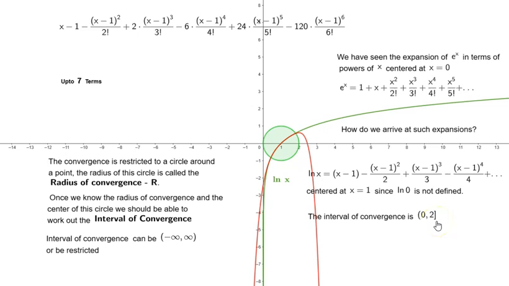So again, my original question: how do we arrive at such expansions? That we are going to look at in our next session.